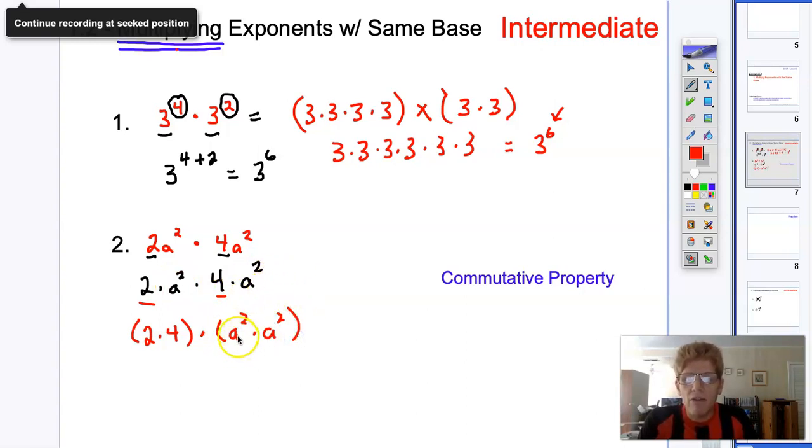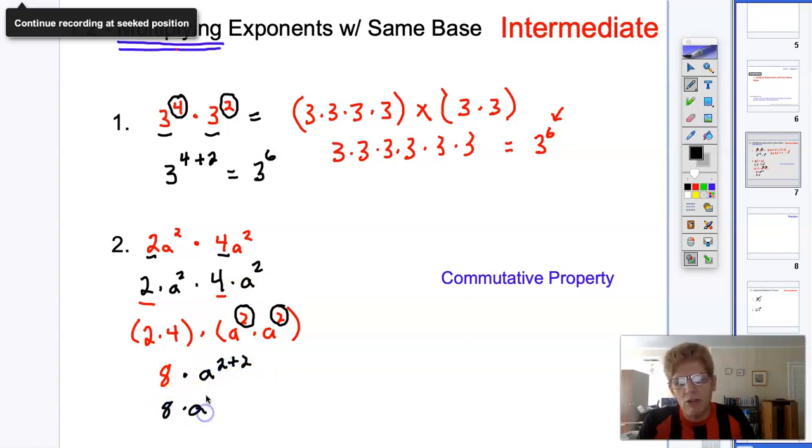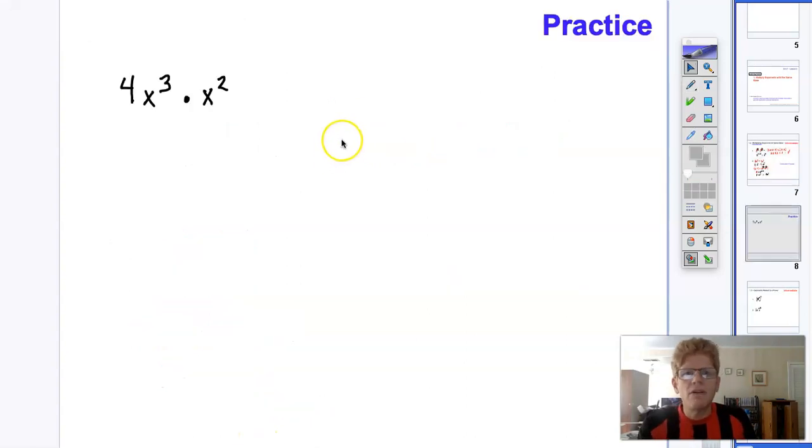Now you notice that I have the same base. Well, this is easy to multiply. 2 times 4 is 8. And these two are easy to multiply. All I have to do is what? Add the exponents. So a to the second times a to the second is 8 times a to the 2 plus 2, or 8 times a to the fourth. And I can write that simply by combining my coefficient with my variable as 8a to the fourth. Pretty simple. Let's do one more for practice.